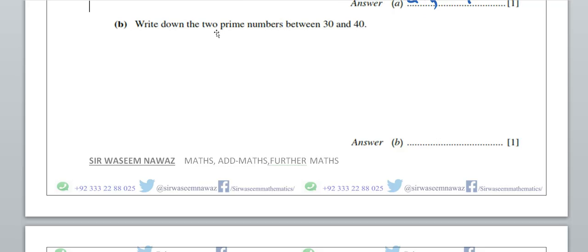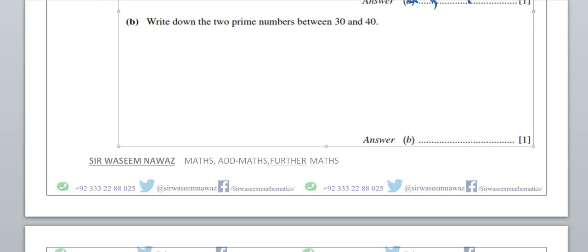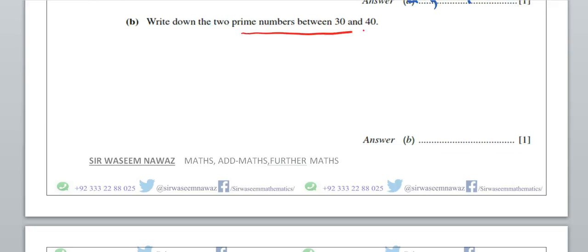Again we have the question: write down the two prime numbers between 30 and 40. Prime numbers are those numbers which are divisible by 1 and itself only. So remember that 1 is not a prime number, and prime numbers start from 2. So we have to write here two prime numbers between 30 and 40.